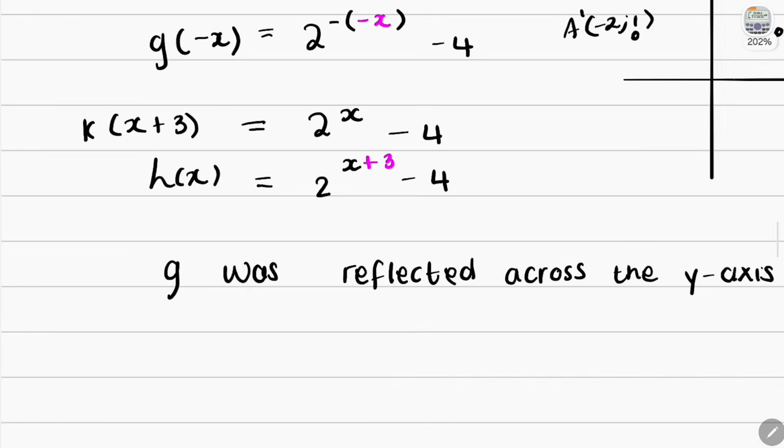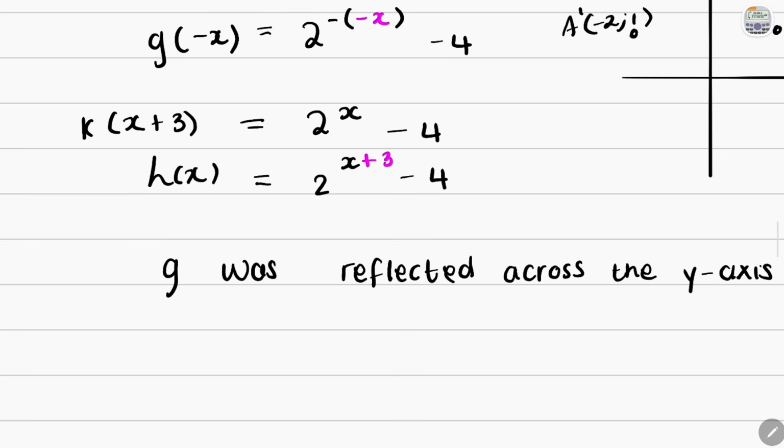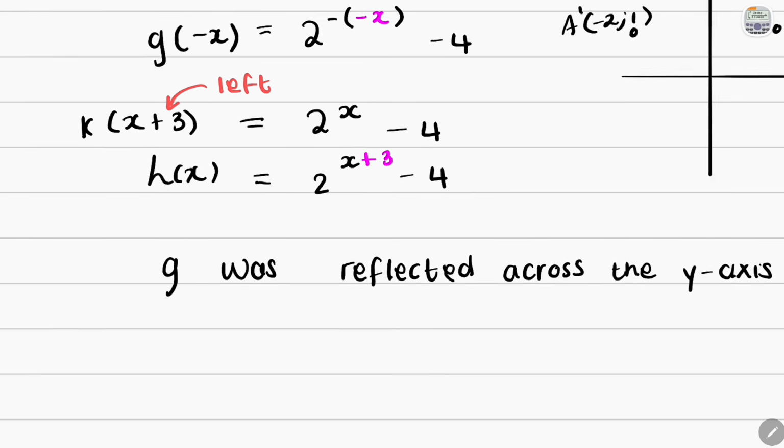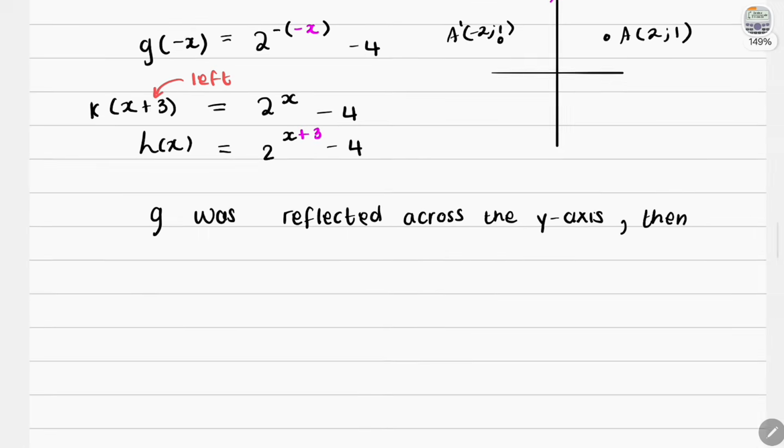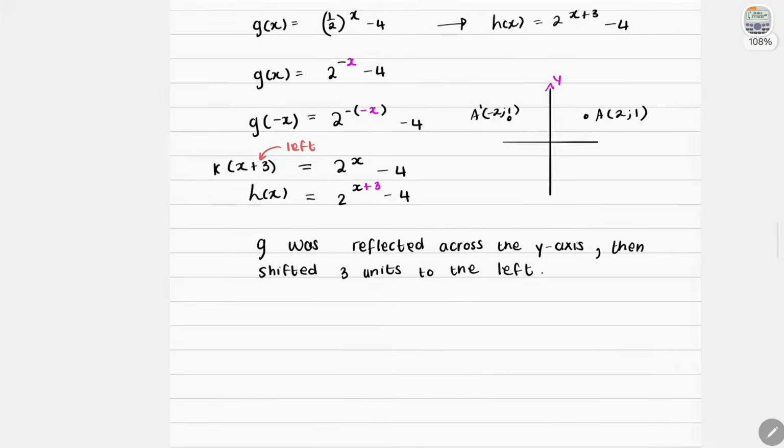But when applying this to an equation, if you ever see k of x and it says x plus 3, then what it means is that because it says plus, we're directly adding to the x. So this is a left or right movement. But because it says plus, this is a left shift, a left movement. So this means that this graph was reflected across the y-axis and then it was shifted 3 units to the left. And that is what happened.